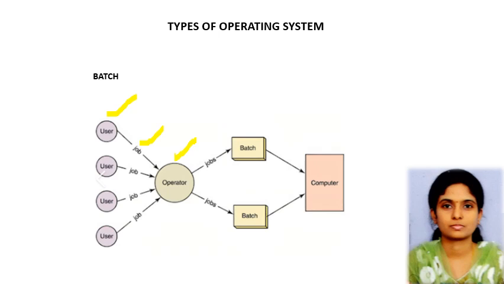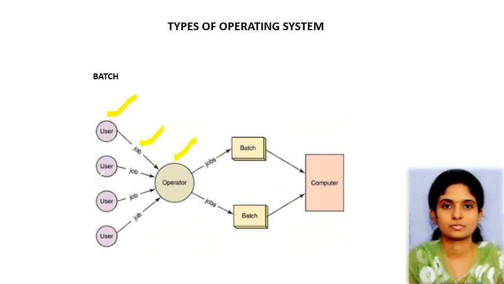In simple language, different users give different jobs, punch their programs on different punch cards, and submit them to the operator. And the operator segregates the jobs. All the similar jobs will be added into batch 1, and the next similar jobs will be added as batch 2, and on the basis of batches they will be executed. This is the working of the batch operating system.